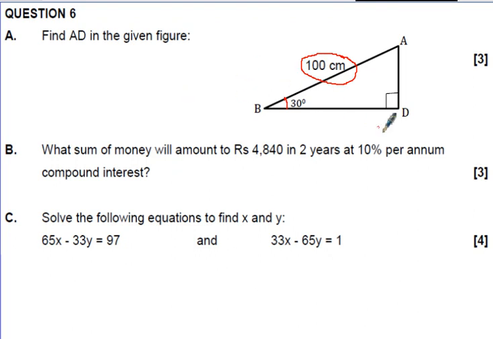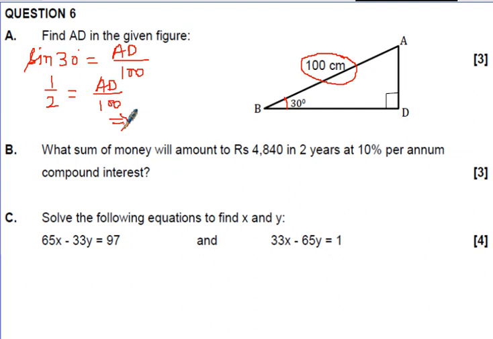So hypotenuse is given and they are asking AD, opposite. So you can apply sine very well. So sine theta is opposite upon hypotenuse. So AD upon 100, easy. And sine 30 is 1 upon 2, you should know it. AD upon 100. So AD will be 100 upon 2. You can shift that side. So your AD came 50 centimeter. Clear? Now let us move further.